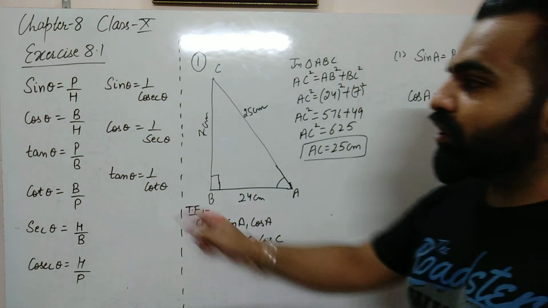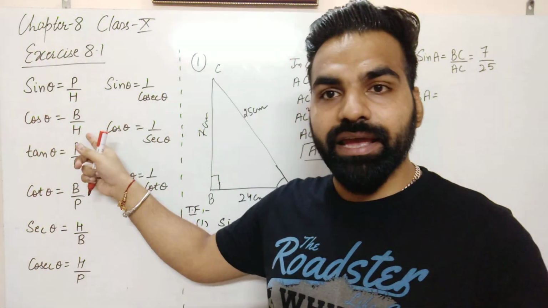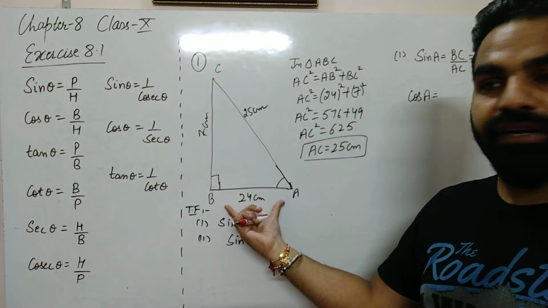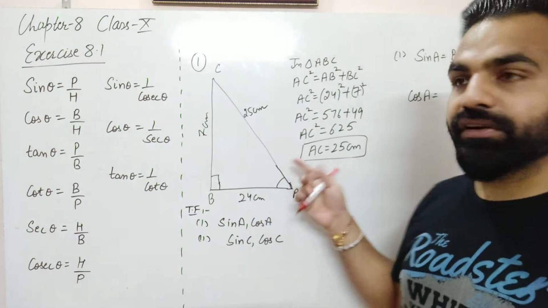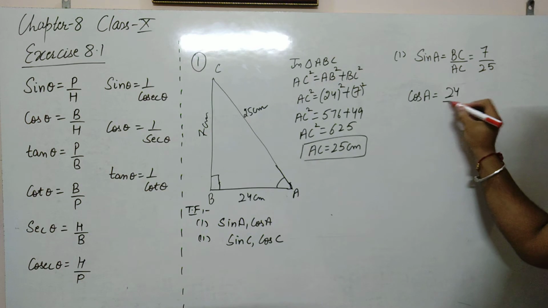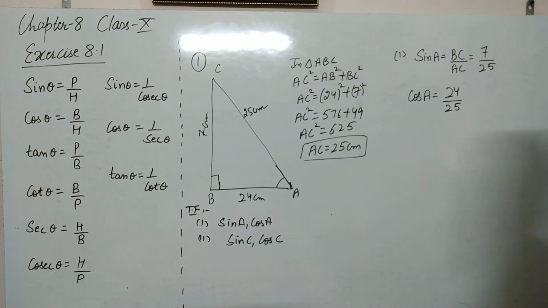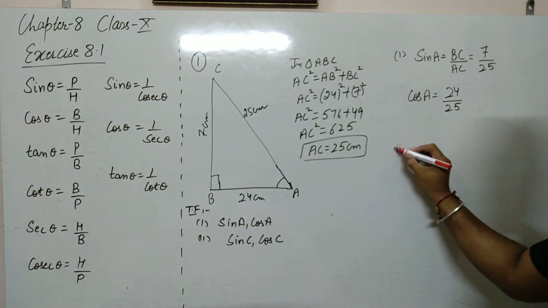Now what is cos theta? Cos theta is B by H. So what is the base here? 24. What is H here? 25. So cos A will be 24 upon 25. Clear everyone? Now the second part.